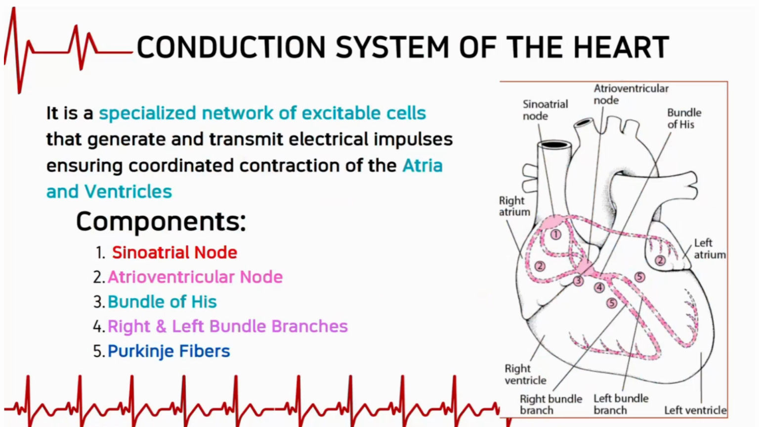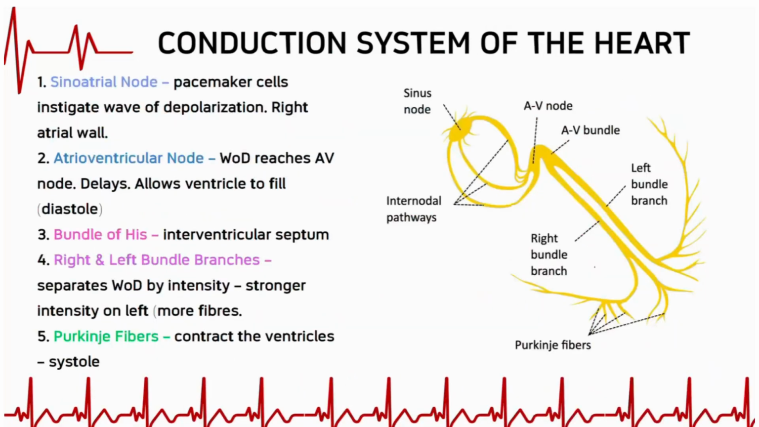Now we have some components: the sinoatrial node, the AV node, the bundle of His, the right and left bundle branches, and the Purkinje fibers. If you look at the picture here, this slide shows an outline of the heart, and this is the conduction system of the heart. The sinoatrial node contains pacemaker cells, which we talked about earlier, that instigate the wave of depolarization. This wave of depolarization will excite or cause atrial wall contraction.